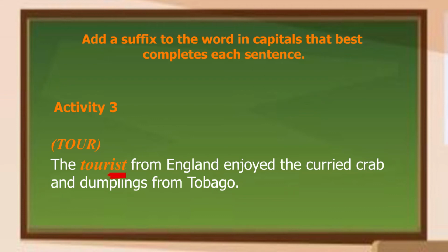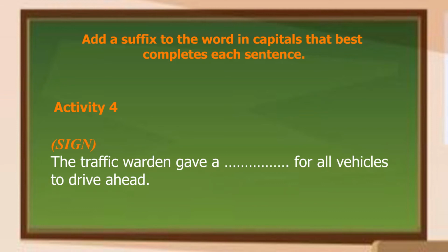Ist. Very good. So it would now become, the tourists from England enjoy the curried crab and dumplings from Tobago. Number 4, we have the word sign in brackets, and the sentence reads, the traffic warden gave a something for all vehicles to drive ahead. Which suffix should we add to the word sign?